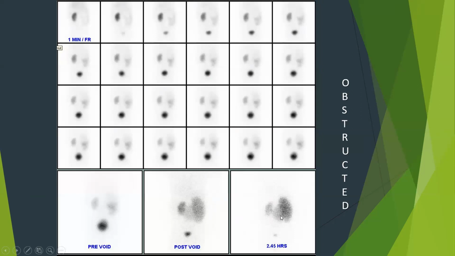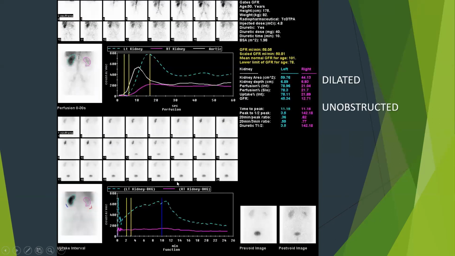And this is another case of an obstructed system on the right side. Second case, in which the system is dilated, but this is not obstructed, in which we see left side normal perfusion, normal cortical uptake, normal drainage, but the right side is grossly dilated, but it is not obstructed. The tracer washes out on its own. By the end of the study, there is hardly any tracer left.